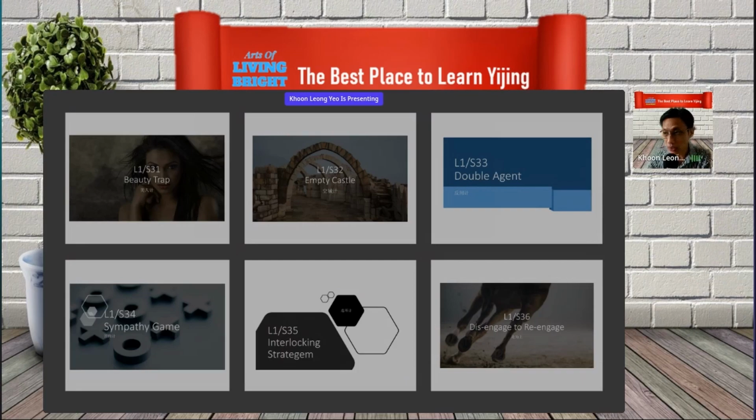Now, in line 1, we're going to cover 6 stratagems, and these are the ones we aim to cover by the end of today's lesson. Starting from stratagem 31, 美人计, beauty trap, followed by 32, empty castle, 空城计, 33, double agent, 反间计, 34, sympathy game, 苦肉计, and 35, interlocking stratagem, 连环计. I've mentioned 连环计 is a very powerful stratagem, and most professional scammers use it. And 36, disengage to re-engage, 走为上.